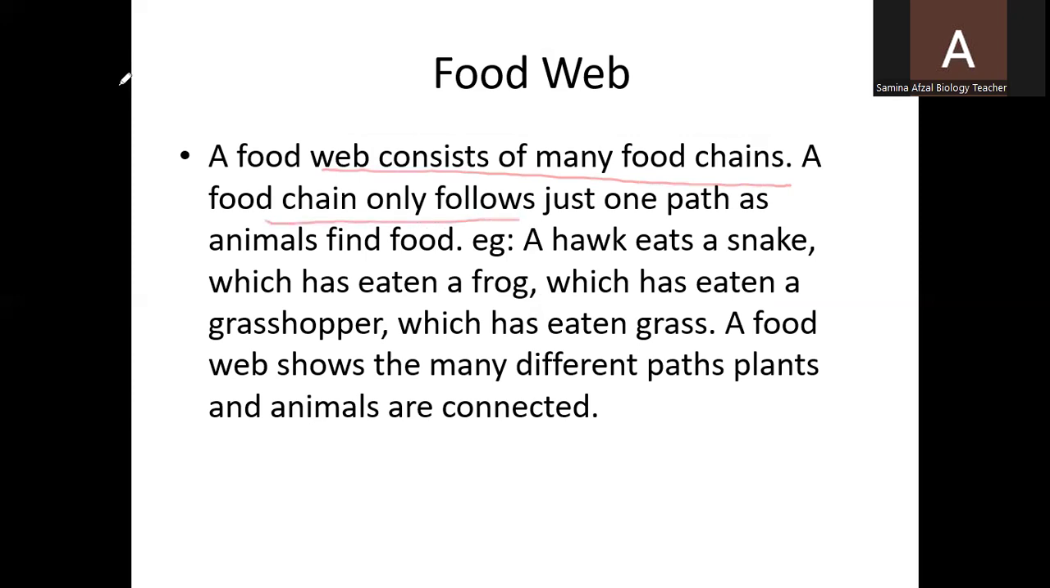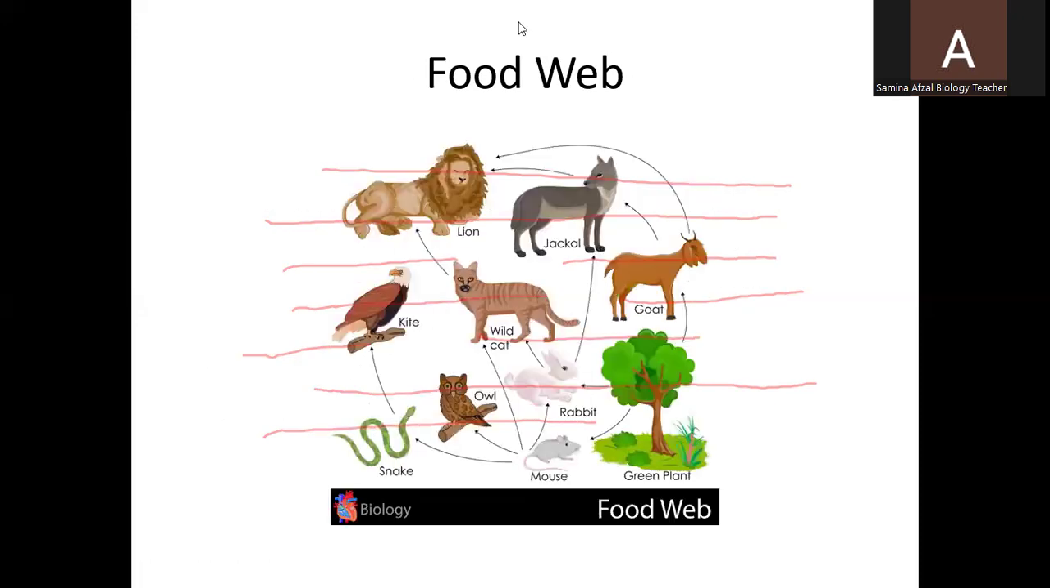A food chain only follows just one path as animals find food. A hawk eats a snake, which has eaten a frog, which has eaten a grasshopper, which has eaten grass. A food web shows the many different paths by which plants and animals are connected. The animal depends on different types of food. If one food is not available, they are able to eat other foods. In this way, many food chains are involved to make one food web.